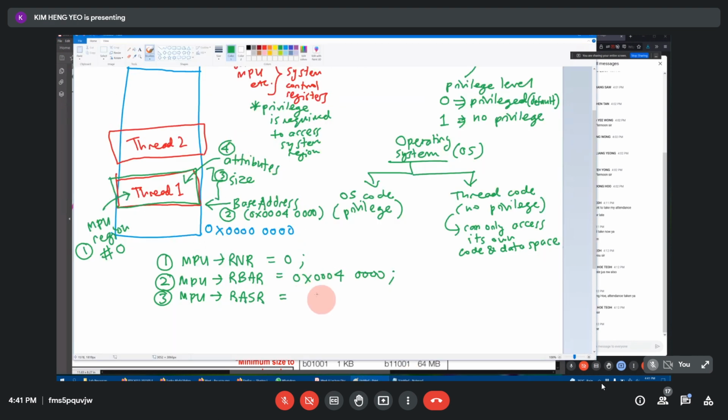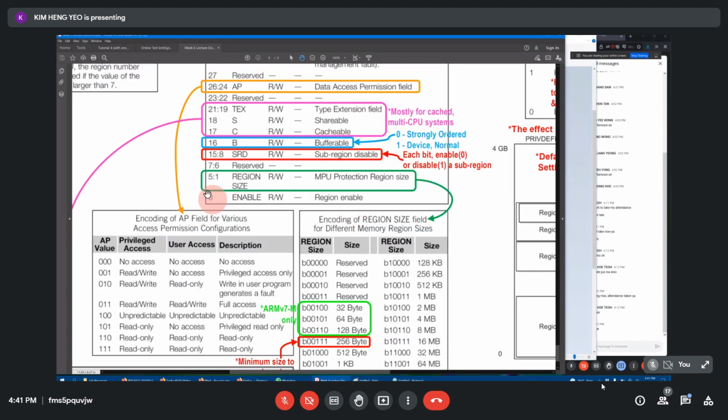Here, first of all, I put 1 left shift by 0. This one is the enable bit, OR it with this one to enable the region, right? I put 1 left shift by 0 to enable the region. Okay, next, what is the region size?